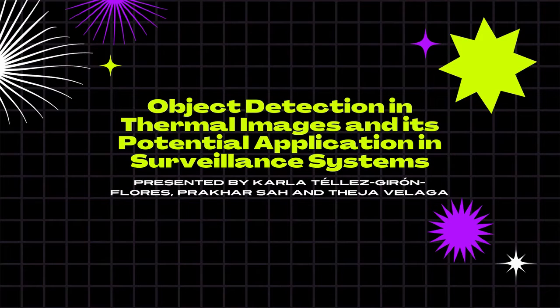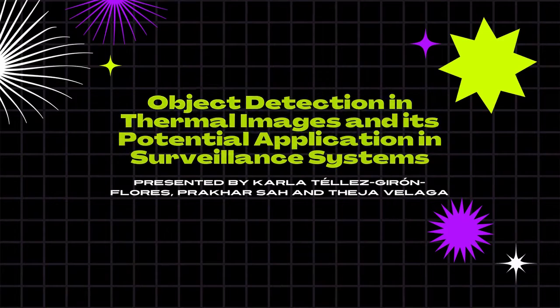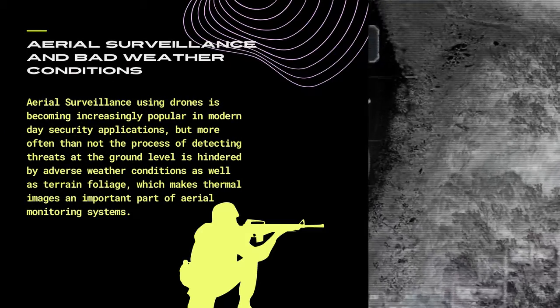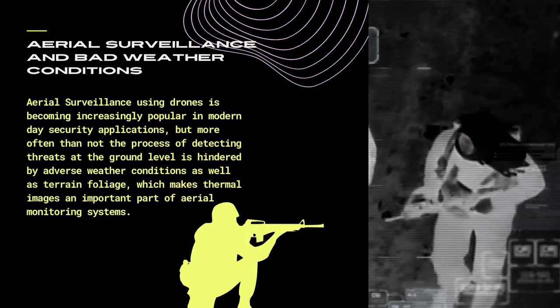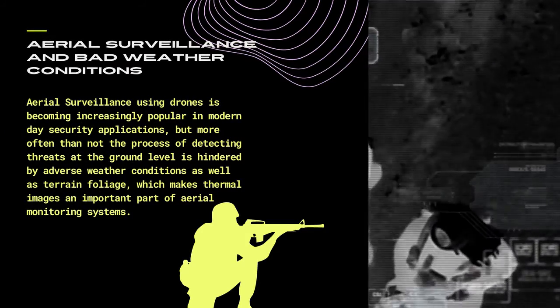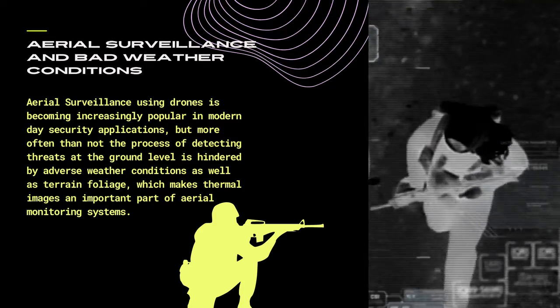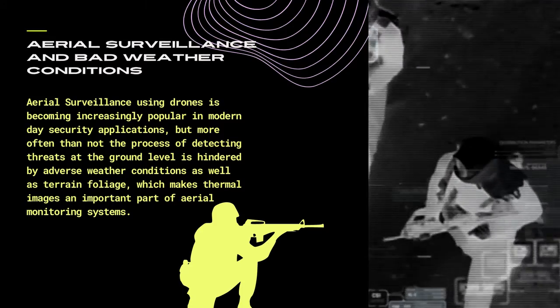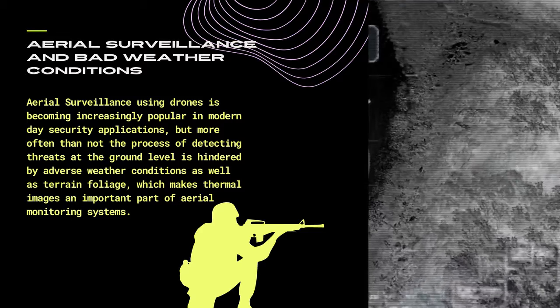We are going to take a quick look at how we can use computer vision techniques to do object detection in thermal images and how this could be applied to surveillance systems. Aerial surveillance using drones is becoming increasingly popular in modern-day security applications, but adverse weather conditions, as well as terrain foliage, can make the process of detecting objects very difficult.